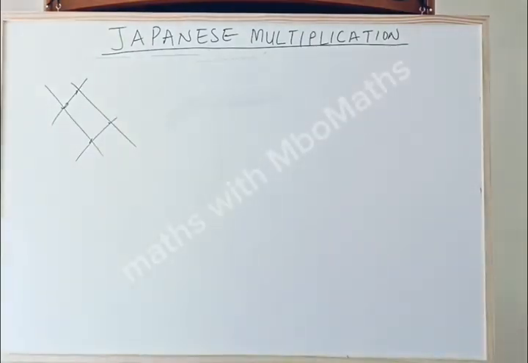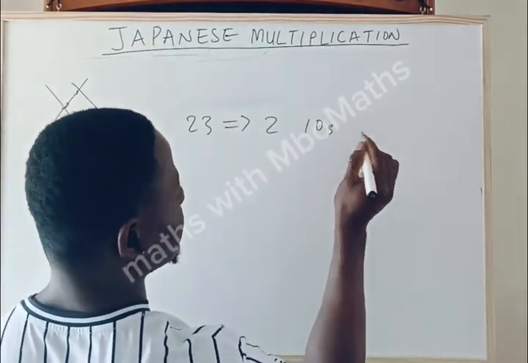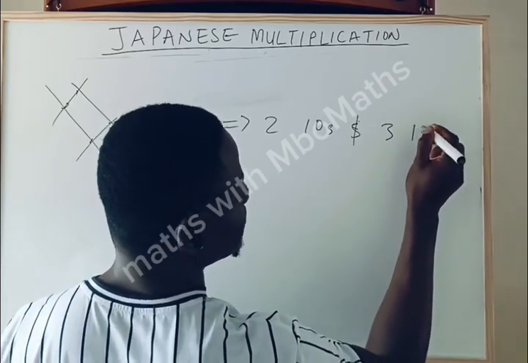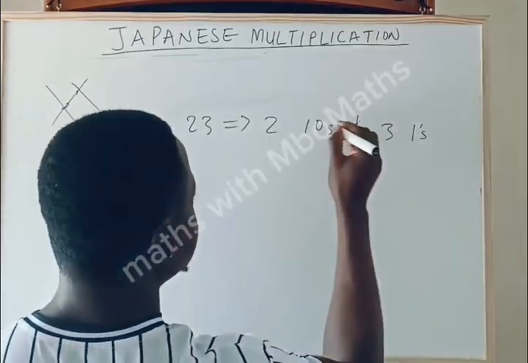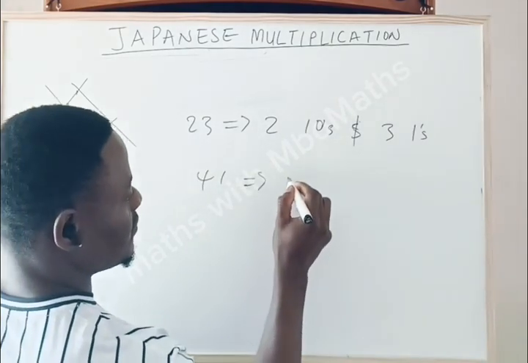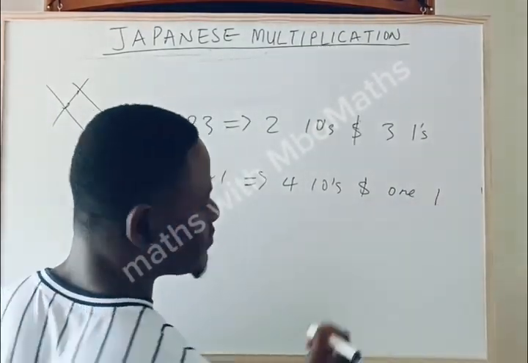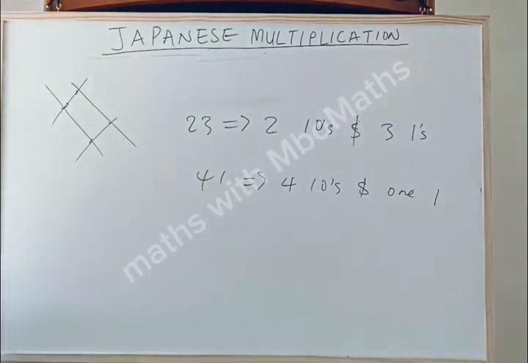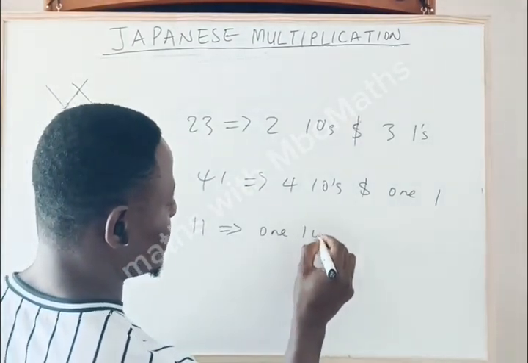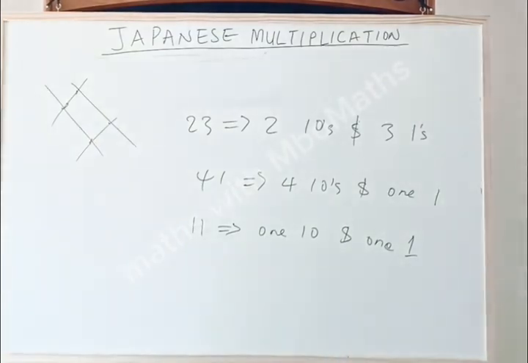So when I say place values in Japanese, 23 implies 2 tens and 3 ones. That's what it means. Like for instance, 41 implies 4 tens and 1 one. So in that order. If I say represent 11, for instance, 11 will mean 1 ten and 1 one. In that order, that is what we mean by place value.